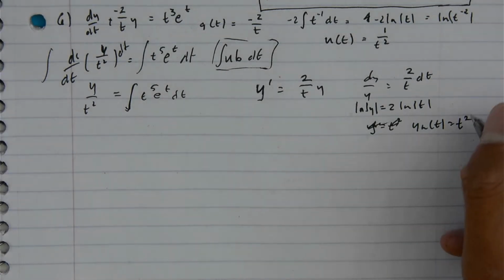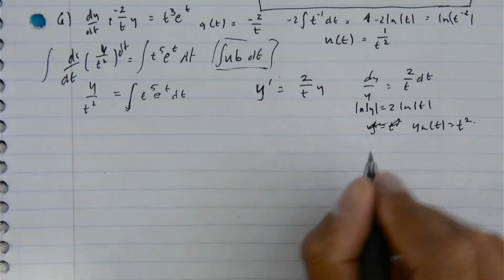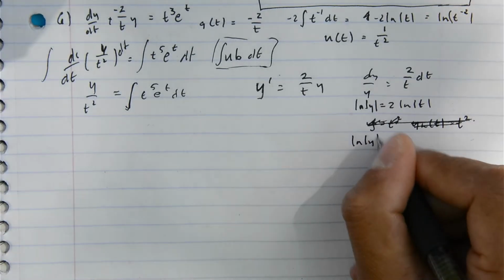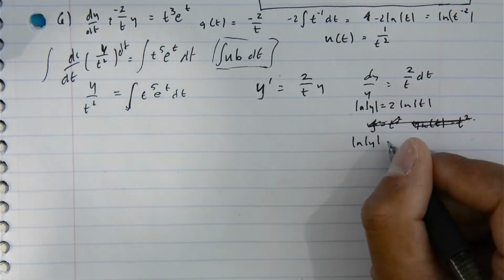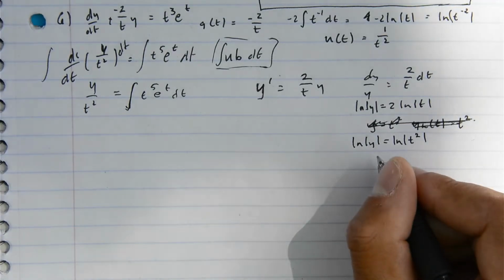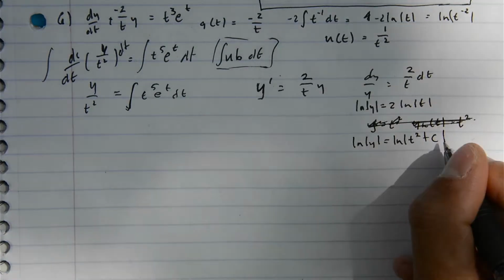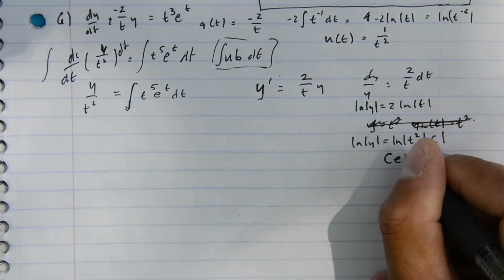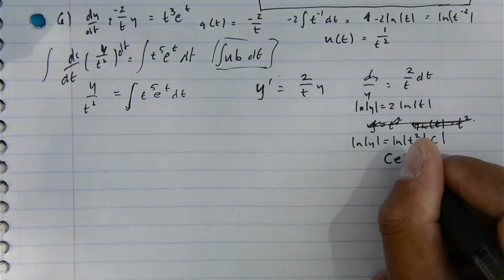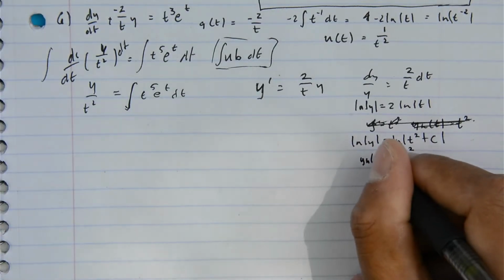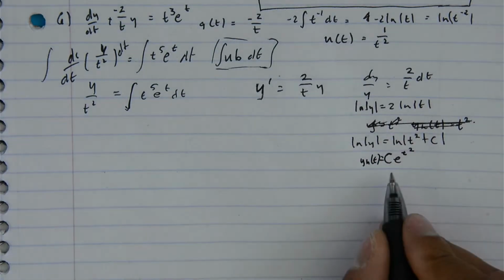Or wait, let's just stop skipping steps. ln of y is equal to ln of t squared plus c. So then we should get c e to the t squared. So this is the homogeneous solution.